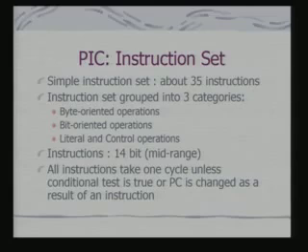For mid-range PIC processors, instructions are typically 14 bits long. All instructions execute in one cycle unless some conditional test is true and the next instruction has to be skipped, or the content of PC is explicitly changed because of the instruction. In those cases, execution of each instruction takes about 2 cycles.